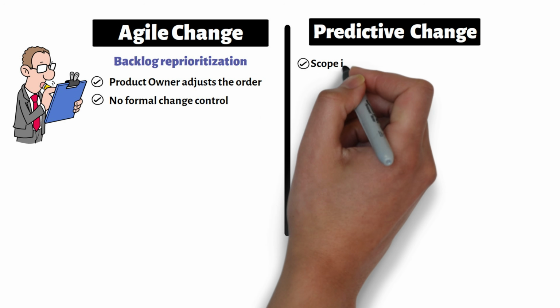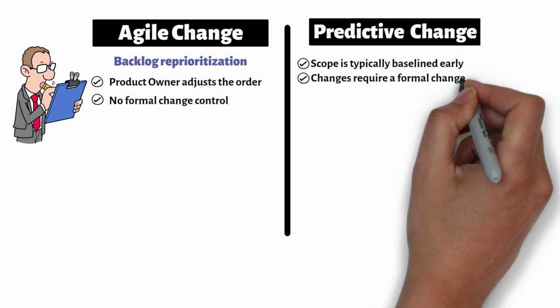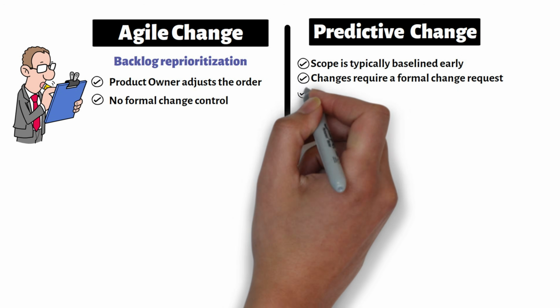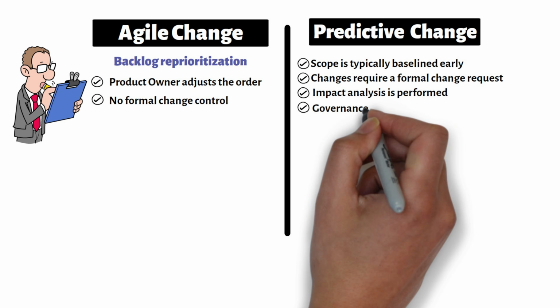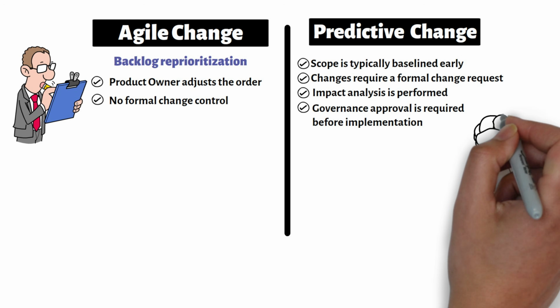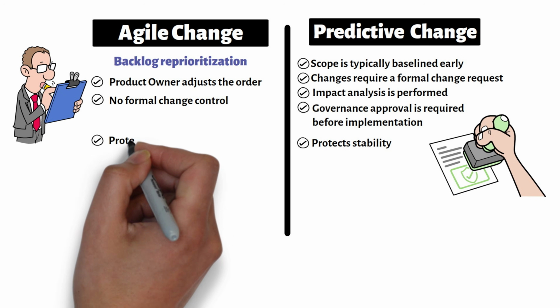In predictive projects, scope is typically baselined early. Changes require a formal change request. Impact analysis is performed. Governance approval is required before implementation. This structure protects stability. Agile protects flexibility.